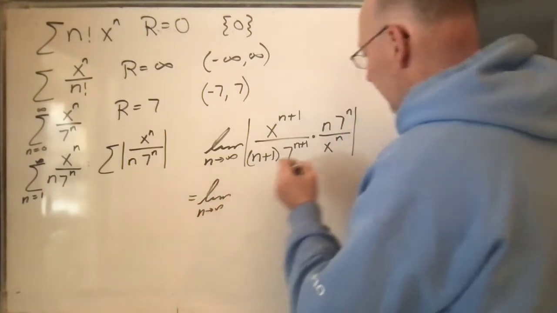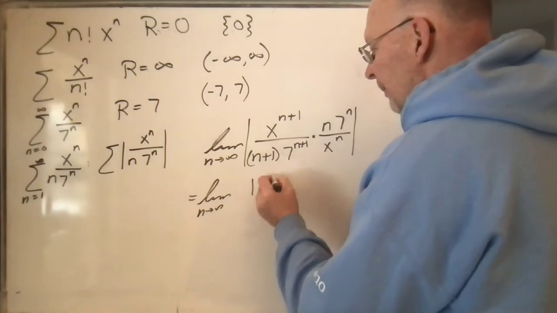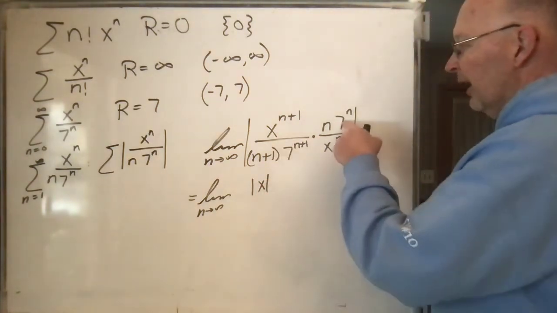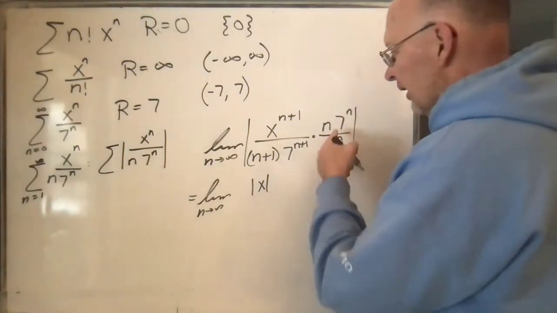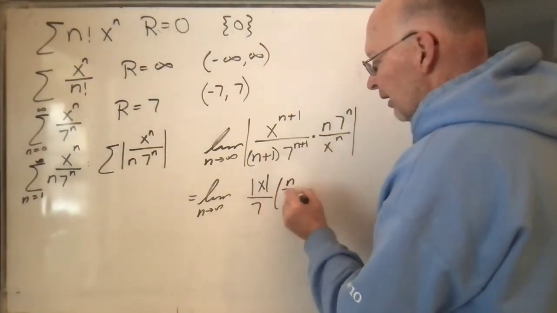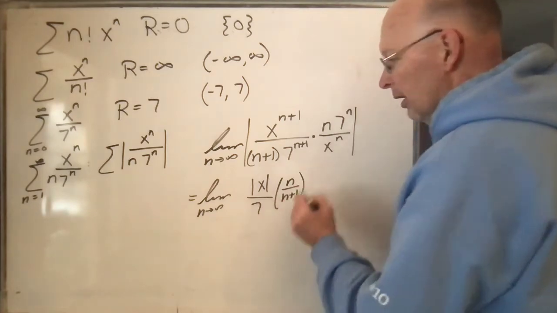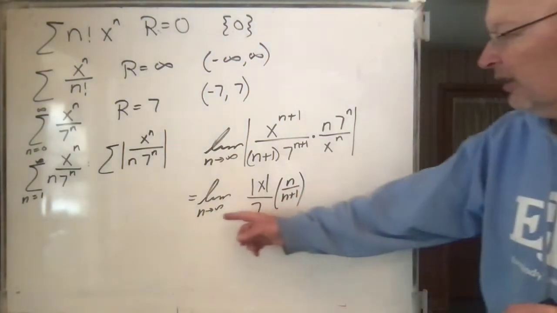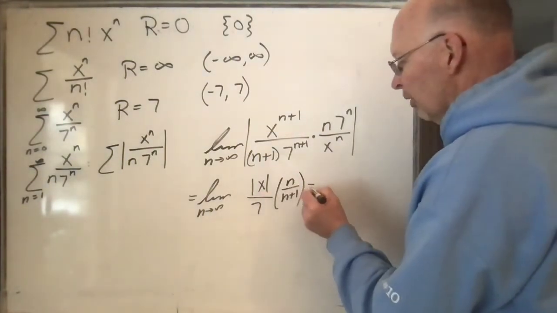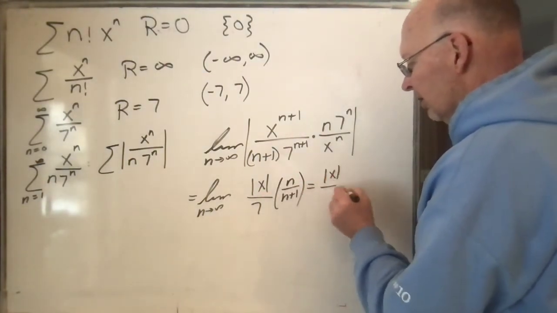As n goes to infinity, you're going to get an x up on top. That's the only thing that can be negative, so I really only need to keep the absolute value around that. Here you're going to get a 7 on the bottom, and then you're going to get n over n plus 1. And what happens to that as n goes to infinity? This thing goes to 1. So this whole limit just becomes this.